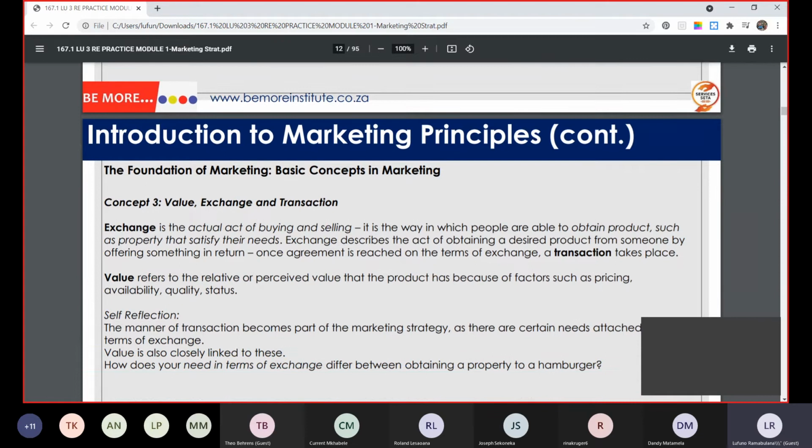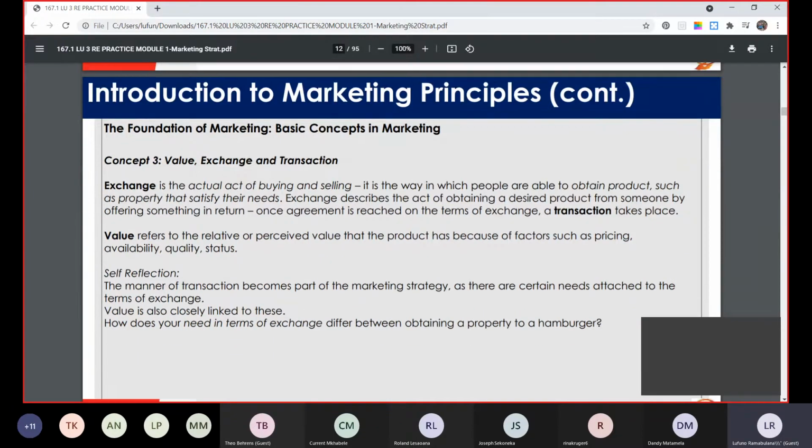So the third concept. We spoke about the first concept, which is your need. The second one is product, or product and services. The third one is value, or exchange and transaction. This is very critical. Exchange is the actual act of buying and selling. It is the way in which people are able to obtain products such as property that satisfy their needs. Exchange describes the act of obtaining a desired product from someone by offering something in return. That's literally trading. Once agreement is reached on the terms of exchange, a transaction takes place.